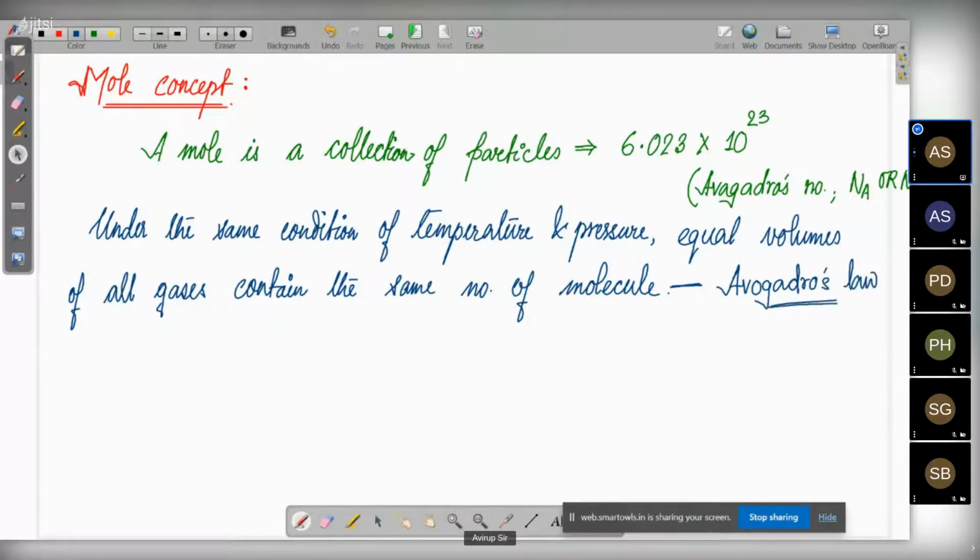It does not matter which gas you are taking. At a particular temperature and pressure, whatever gas you take, be it hydrogen, oxygen, carbon dioxide, sulfur dioxide, equal volumes of all these gases have the exact same number of molecules. So this is what Avogadro's law is saying. Now let us understand the significance of this law with different examples.